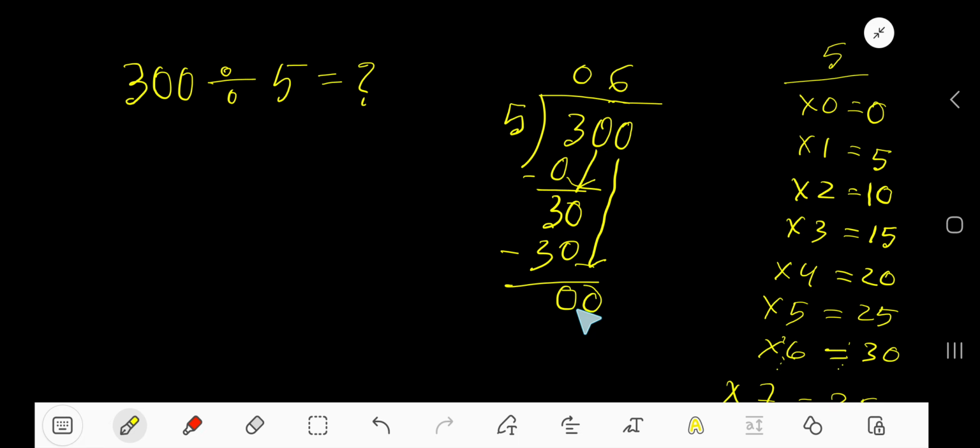So 0, 0 means actually 0. 5 goes into 0 how many times? 5 goes into 0, 0 times. 0 times 5, 0. Subtract, you are getting 0. As there is no digit here and our remainder is 0, so we are done. 0, 6, 0, that is 60 is our answer or quotient.